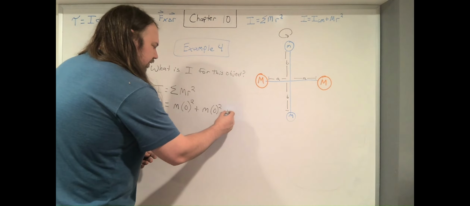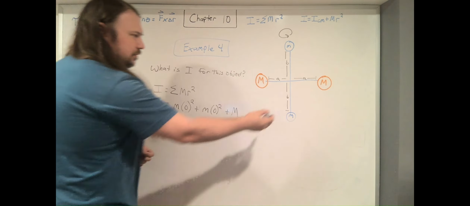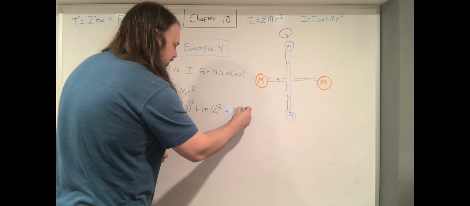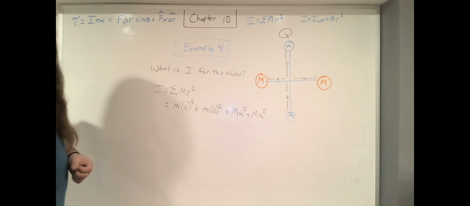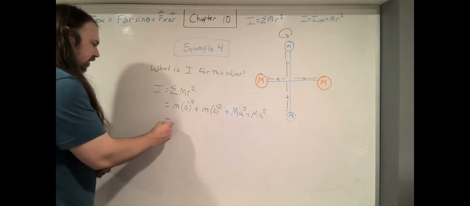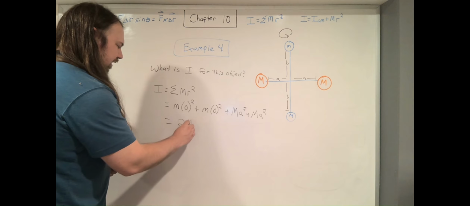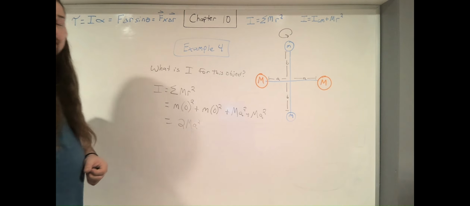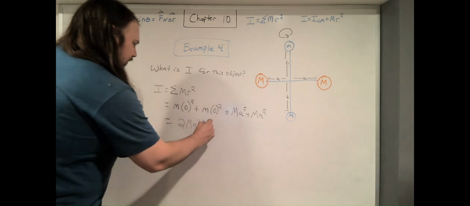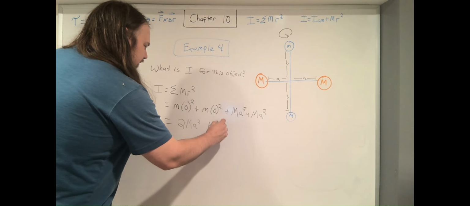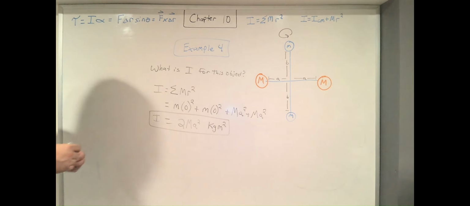The other two objects, capital M, that one is a distance a from the axis of rotation. And we have a second one, both a distance a. So the total moment of inertia here, this is 0, this is 0. These are two of the same thing, so we get 2 capital M a squared. And that would be our moment of inertia. Now it's just masses times radius squared, so we're going to have kilogram meters squared for our units. And this would be the moment of inertia for this particular object.